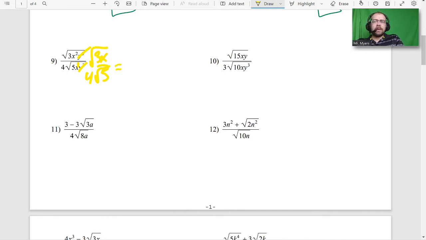So at this point, we're pretty much done. We just have to rationalize the denominator. So when I times it by the square root of 5 on both sides.